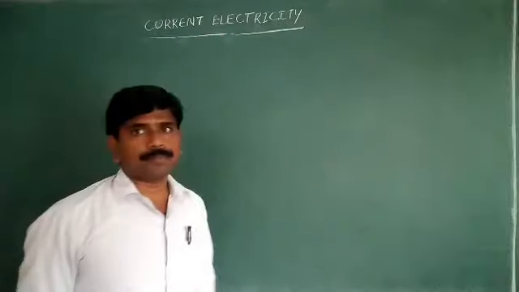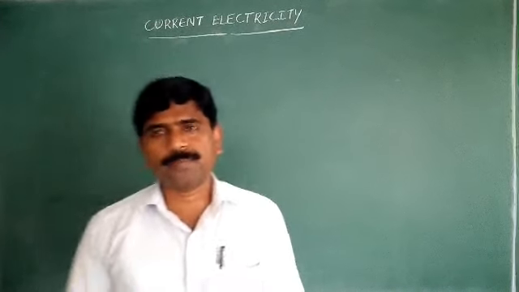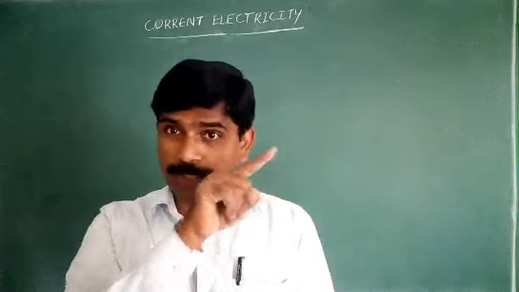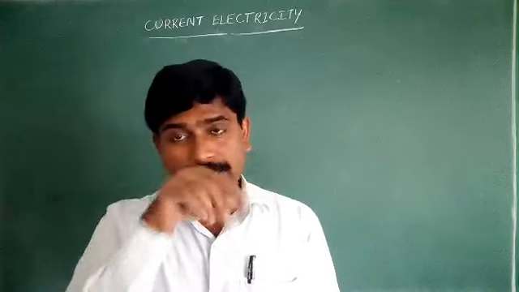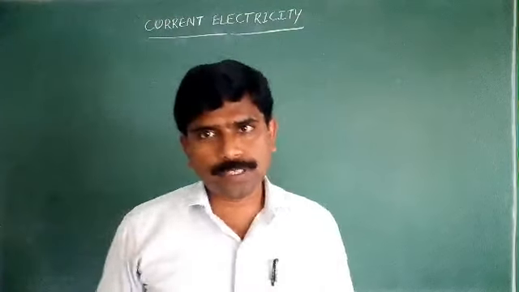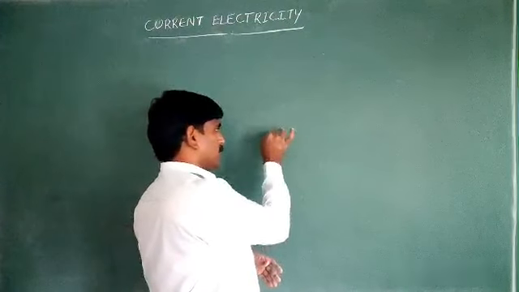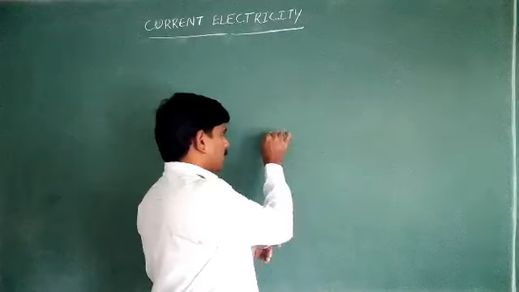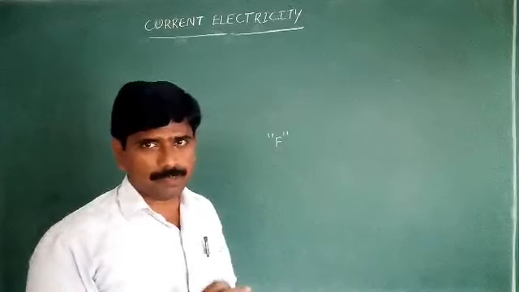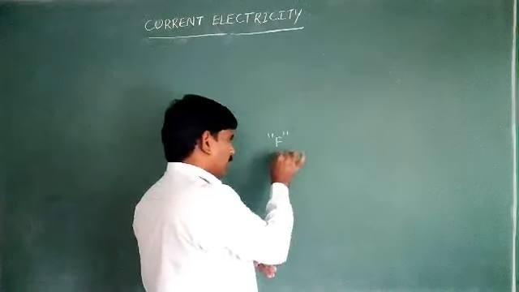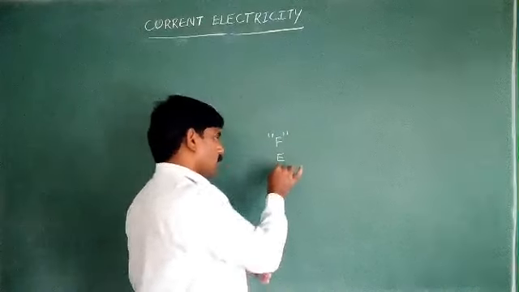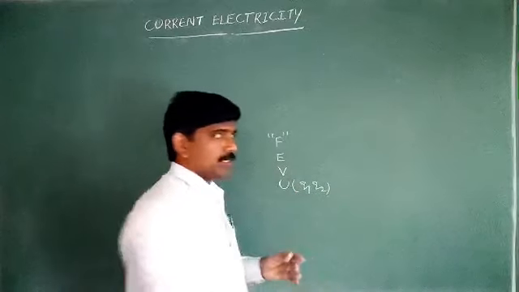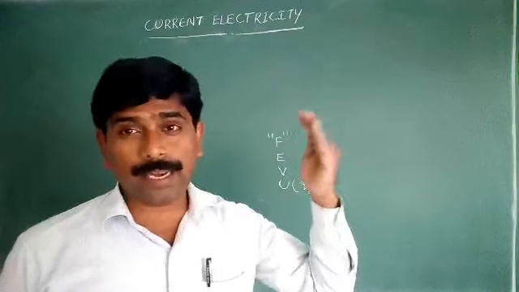Current electricity. In this topic we are discussing when charges are in motion. But in electrostatics, charges are at rest. In that situation we discuss the electrostatic force of attraction or repulsion between the charges, the electric field intensity due to a point charge, and the electric potential energy between two charges. These are what we discussed in electrostatics.